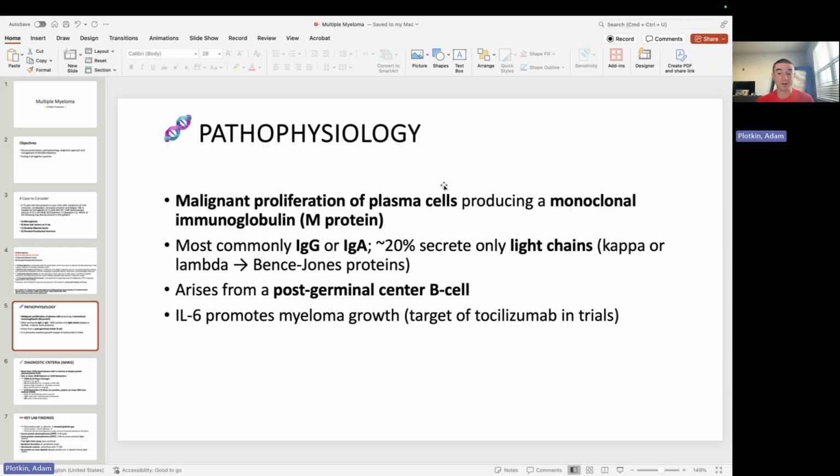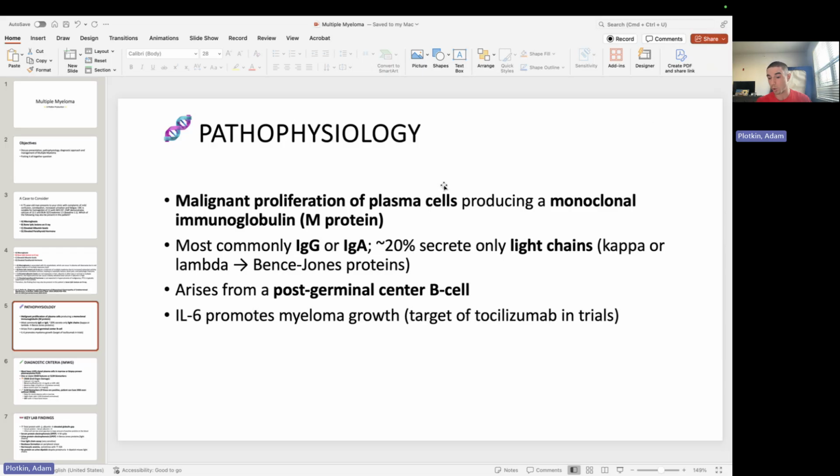But in the cases of multiple myeloma or plasma cell dyscrasias, the other really common one that we're going to talk about is Waldenstrom macroglobulinemia. In these cases, it's a malignant proliferation of the plasma cells. So we take one type of plasma cell and we just replicate it over and over and over again. So we're taking that same plasma cell that's secreting one type of antibody, and we've just made it a million times over again. So we're going to see a huge spike in that one type of antibody that it produces.